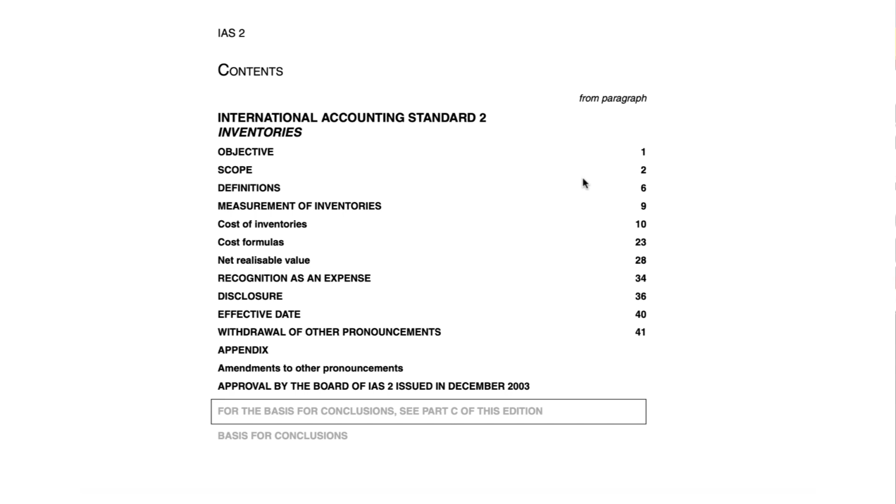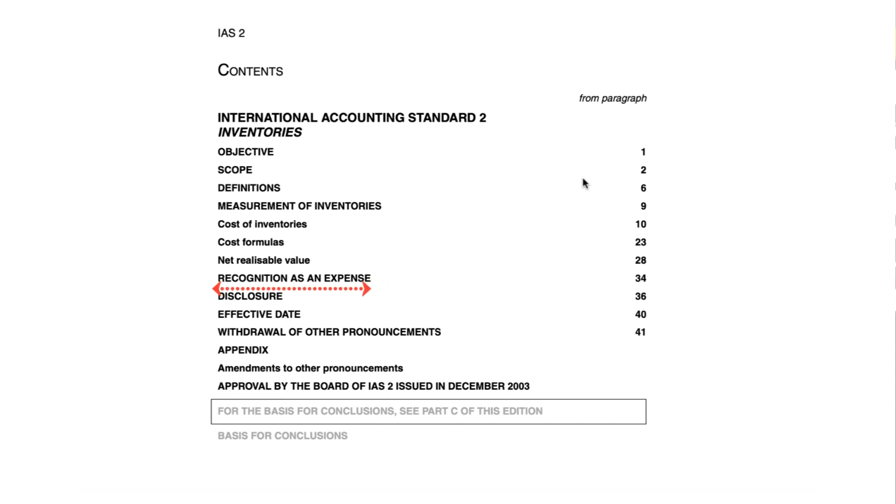Then they've got a section there, recognized as an expense. Well, that's now the cost of sales. So cost of sales is addressed. And look at that, it's paragraphs 34 and 35. What did I say? It's not the focus of the standard. It's almost where we dump the things when they're not inventories anymore.